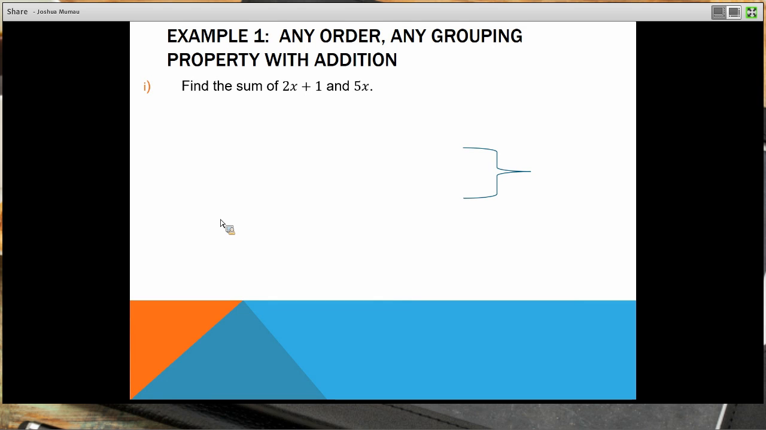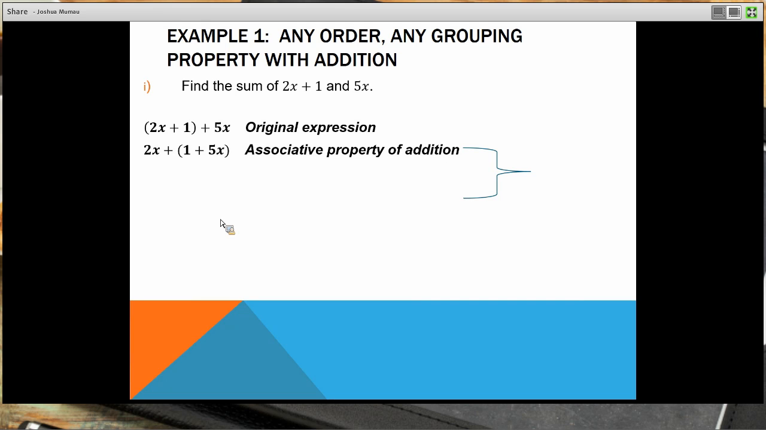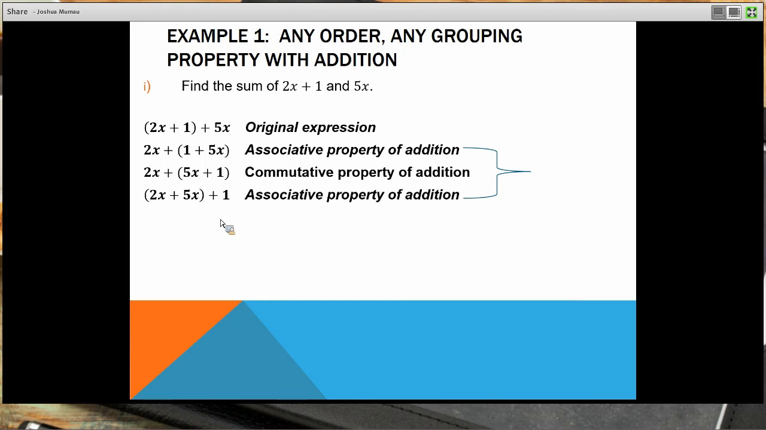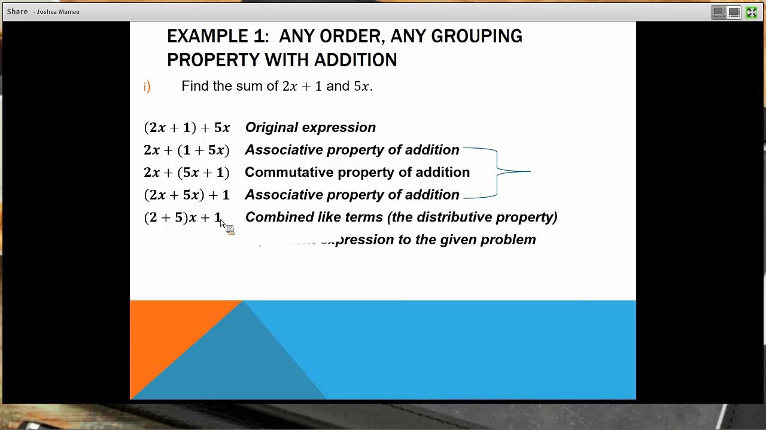Looking at part I, find the sum of 2x plus 1 and 5x. Well, first, write the original expression. We have 2x plus 1, that's our first expression, plus 5x. Using the associative property, we can put our grouping symbols around 1 and 5x. Use the commutative property of addition, reverse the order. Once again, associative property of addition, group the 2x and the 5x. These are like terms. We can combine them. So we combine the 2x and the 5x to get 7x, finally plus 1.